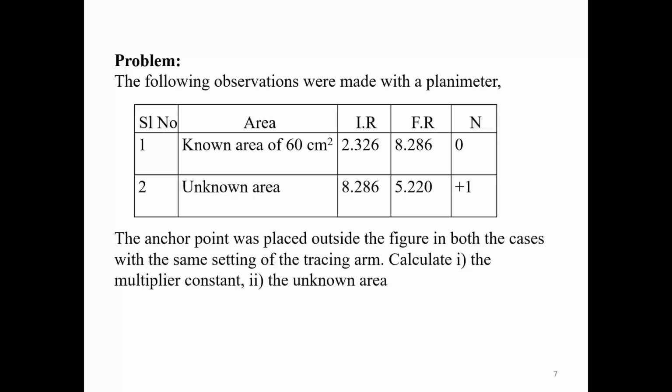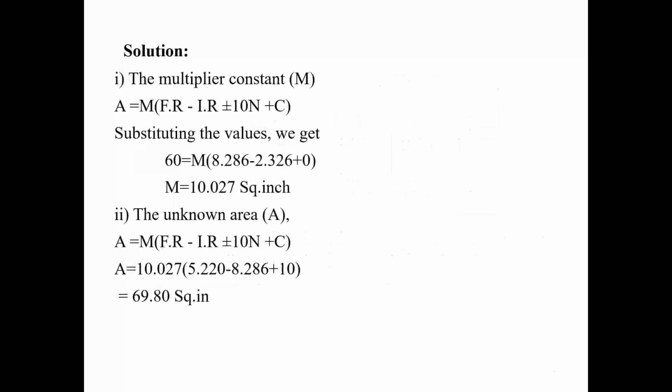In the second part, we should find the unknown area using the given data. The initial reading is 8.286, the final reading is 5.22, and n equals plus 1. The anchor point was placed outside the figure in both cases. Outside means use the positive sign. With the same setting of the tracing arm, calculate the multiplier constant m. In the first case, we find the multiplier constant m, and use the same constant for the second case to find the unknown area.